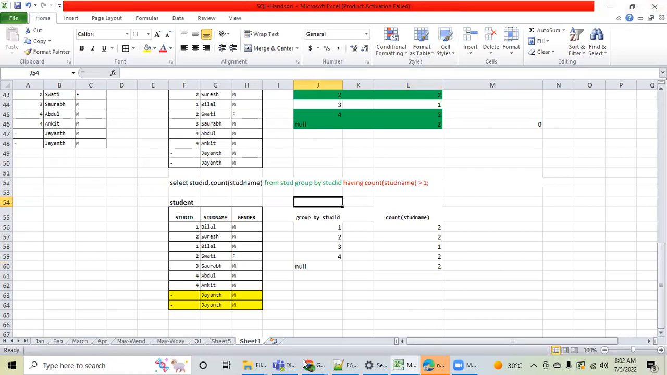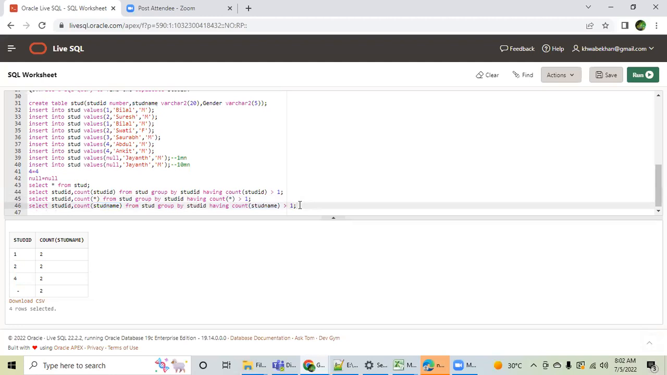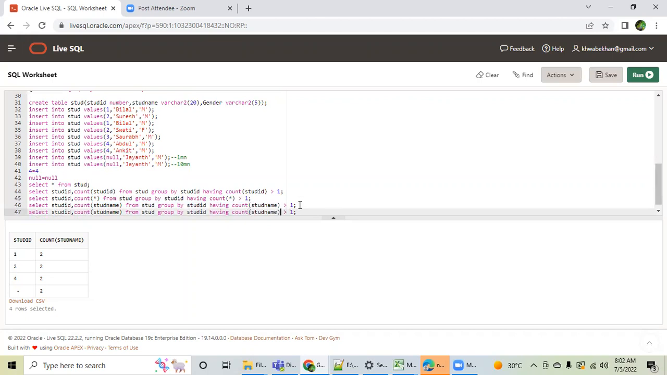Okay, same question. I'm doing like this. I'm just reversing it. You see, I'm just reversing it. I'm finding count of a student ID for each and every name. I've just reversed this, or else remove this one. Just concentrate on this one.